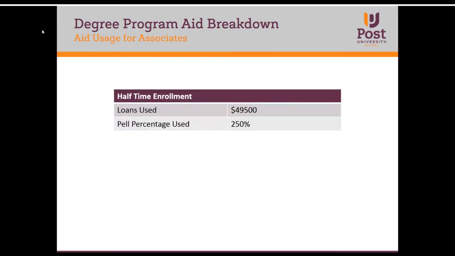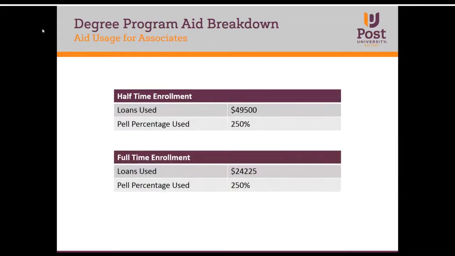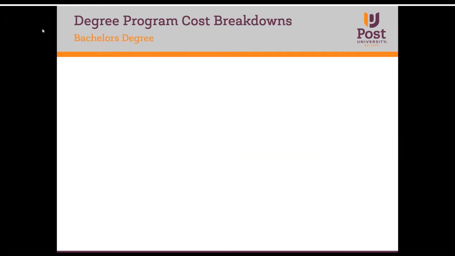So just to put it in a little different perspective, as a half-time student completing an associate's, you're using $49,500 towards your aggregate loan limits, which for an independent student is only $57,500. And you're using 250% of your Pell. For a full-time student, your loan liability is cut in half. You're still using the same amount of Pell Grant, but the borrowing that you're doing is considerably less, which leaves you less to pay back or more money to use going forward to continue and complete your bachelor's degree.